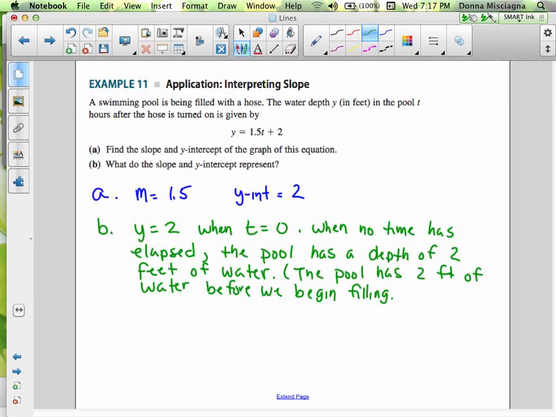Right, so that's basically what our y-intercept means, right? So it's our starting value. Before we start doing something, that's how much we have. So before we start filling up the pool with water, there's 2 feet of water in the pool. Now 2 feet of water, that's like a wading pool here. So we want to put some more water in the pool. So our slope here is 1.5. Notice it's positive, right? So positive slope indicates we are filling the pool. The amount of water is increasing, in other words.